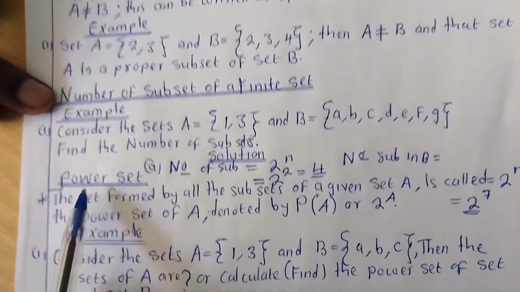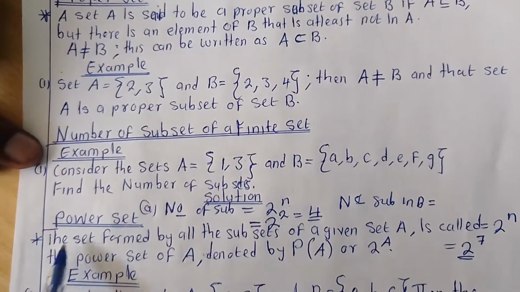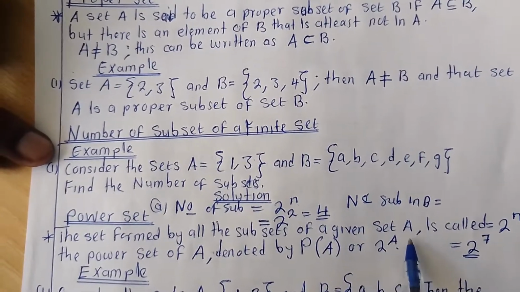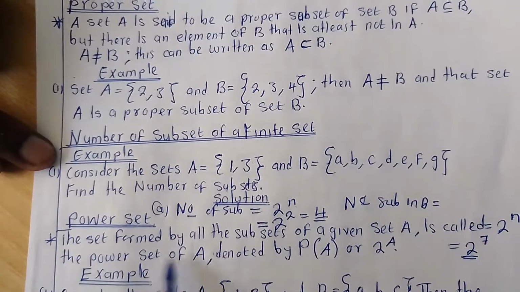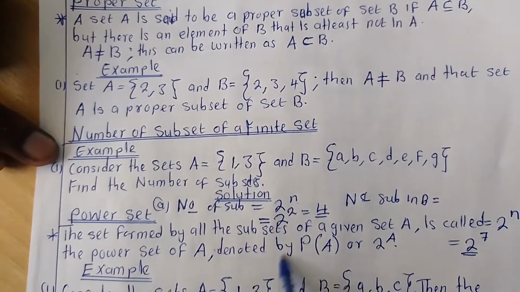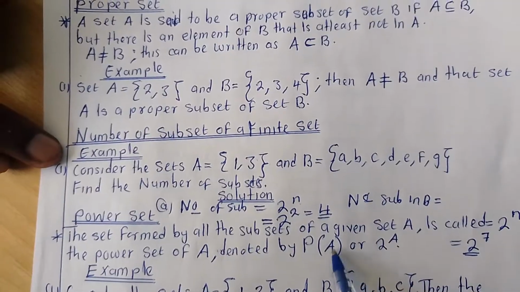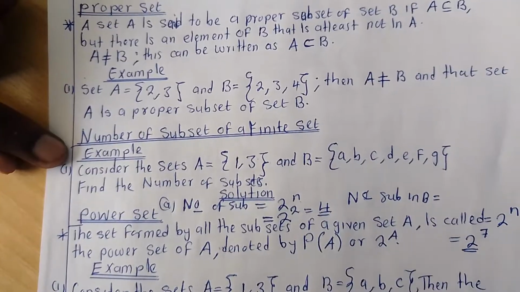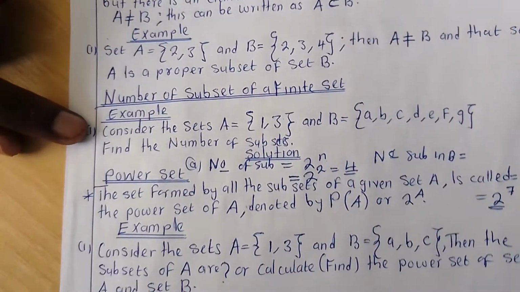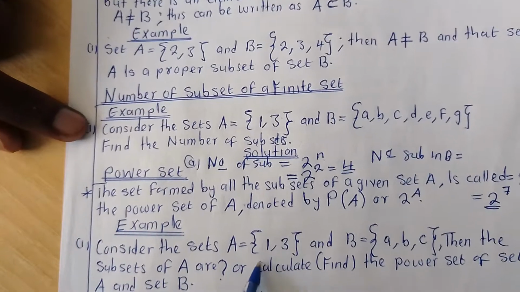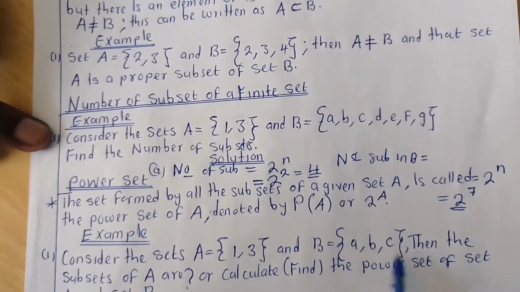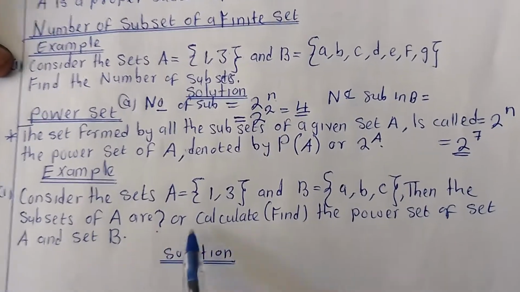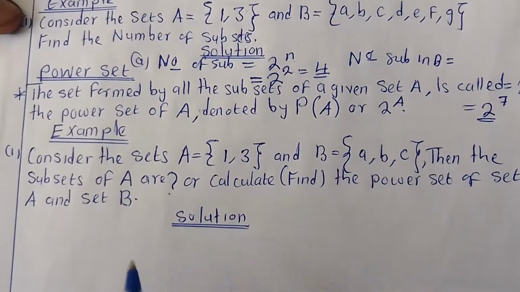We come to the power set. Now, the set formed by all the subsets of a given set A is called the power set of A, which is simply denoted by P(A), or 2 to the power A. Now we've got a very interesting example here. They are saying consider the set A of this and set B of this. Then what are the subsets of set A and B? They want us to calculate that.